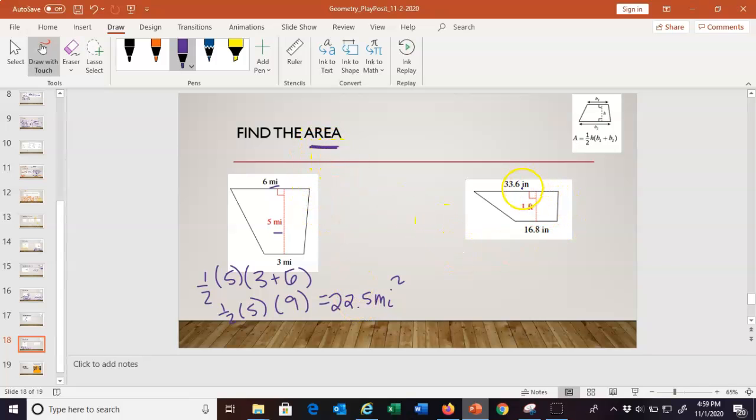Oh, look at this one. We have inches and feet. So let's convert the foot to inches. We know there's 12 inches in 1 foot. There we go. Now we can use the formula. So the height is 12. And then we're going to add the bases. I'm going to add the bases first, and then multiply by 12, and then divide by 2. I got 302.4 inches.